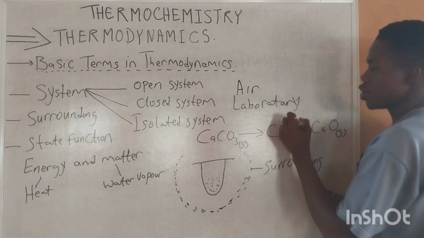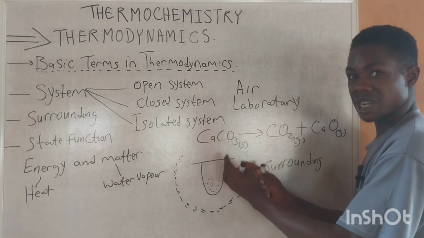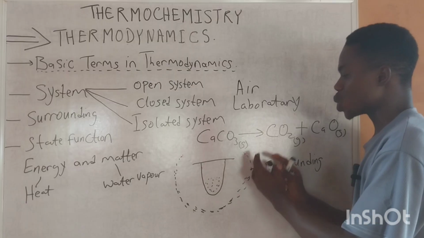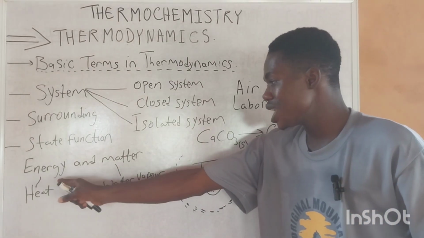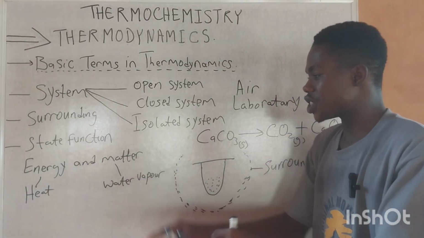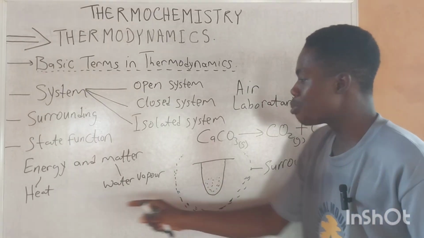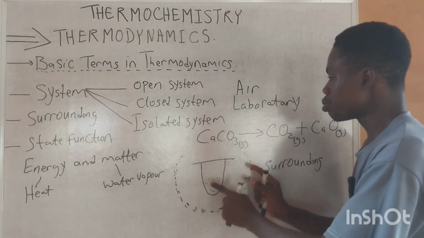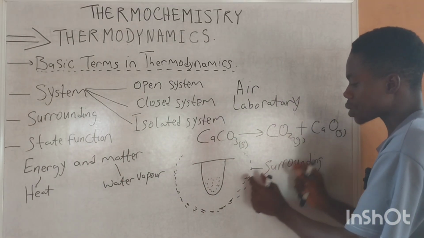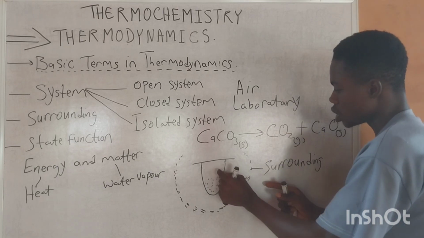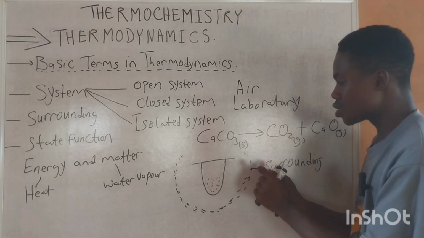So it could be air, it could be the laboratory where the experiment is performed. So anything that makes only energy to be exchanged with the surrounding, or both energy and matter to be exchanged with the surrounding. It therefore means that the surrounding has interacted with the system. So please take note of this.